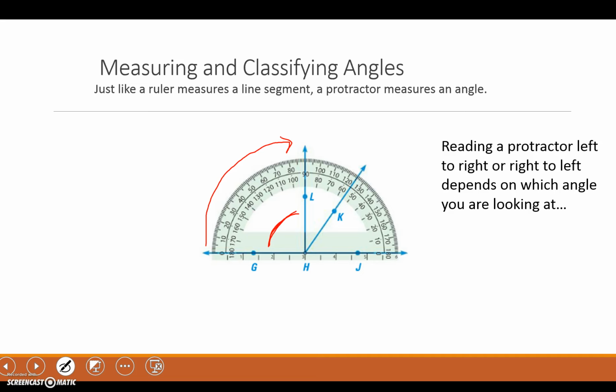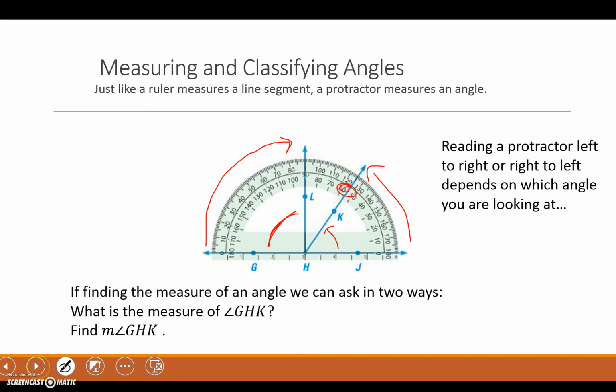We could also go the other direction. Say we're looking in this direction here. When we look at this measure of the angle, it's clearly not going to be 125 degrees, but instead it's going to be more like down here at the 55-degree mark there. And there's two ways that I can ask you to find the measure. I can say, what is the measure of angle GHK? Or I can ask you to find the measure using the letter M of angle GHK.